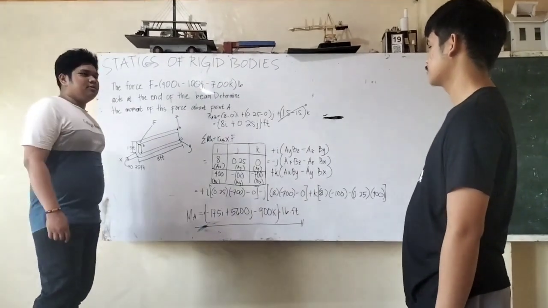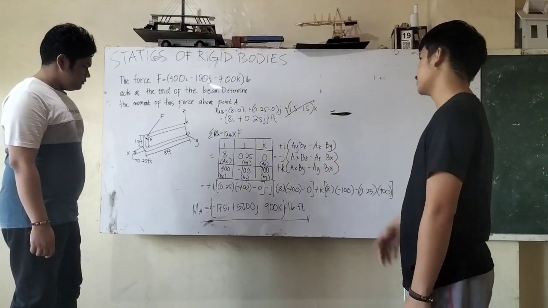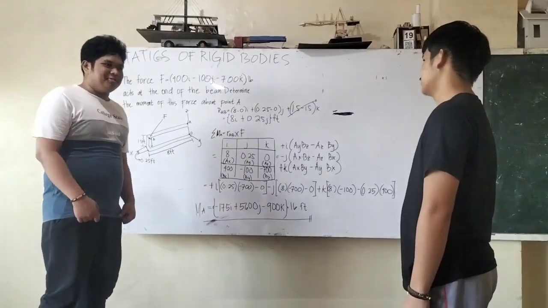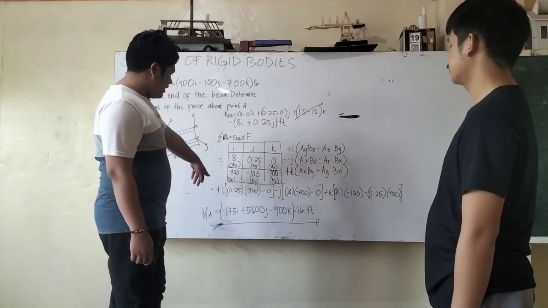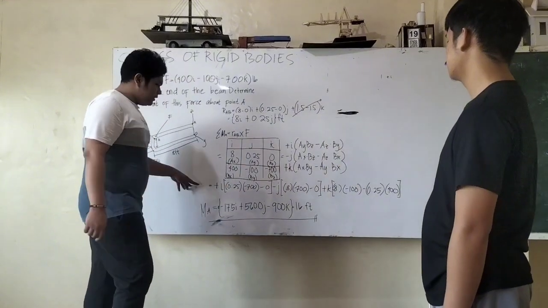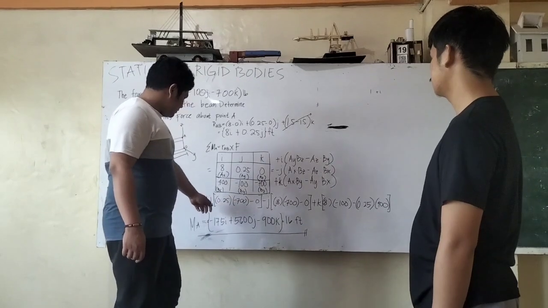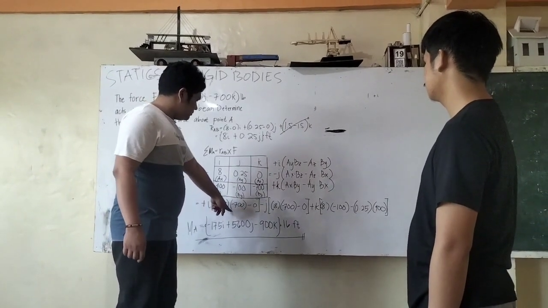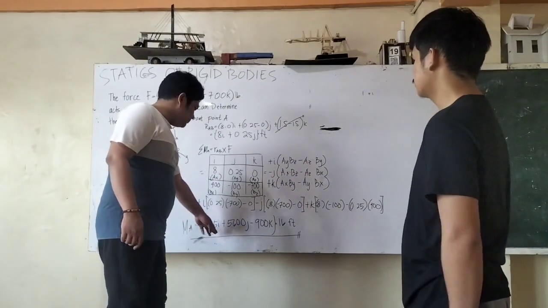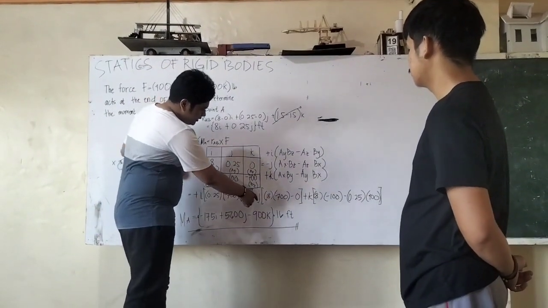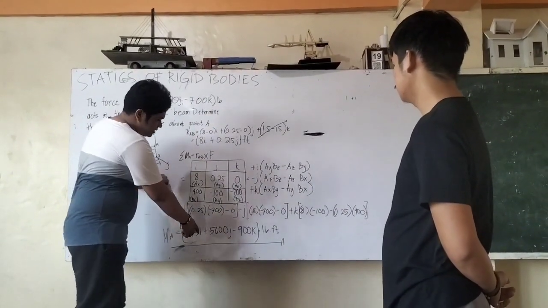Do you have any questions? How did you come up with the value of the moment at A for i, j, and k? Good question. In order to get the moment at A with i, j, and k, we simply multiply the values of each variable. For example, in i, we multiply 0.25 times negative 700, and that's how we come up with the negative 175i. When it comes to j, we multiply 8 times negative 700, and then it comes up to 5,600j.